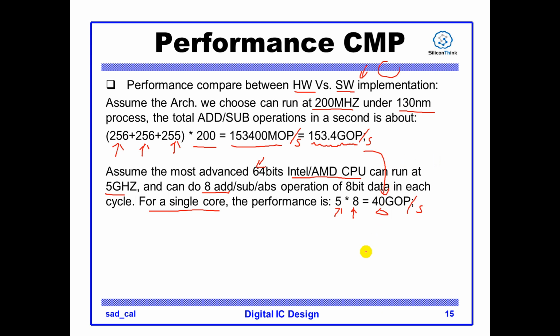Okay, but this is just a single core. If you consider that this operation can be divided across multiple cores of the CPU, usually a modern CPU may have 8 or 16 cores.